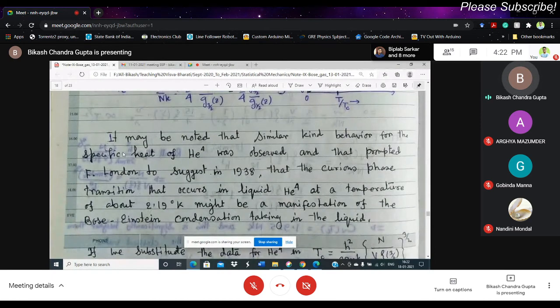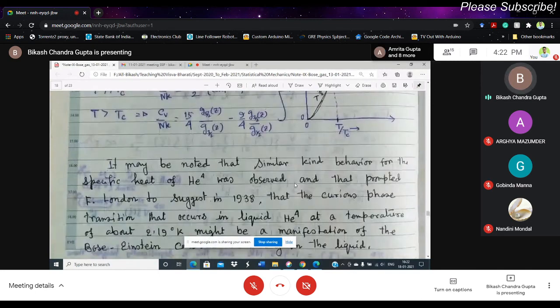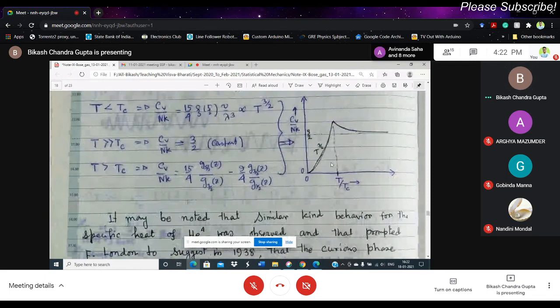And that is what I'm saying here. It may be noted that a similar behavior in liquid helium-4 was observed, and that prompted London to suggest in 1938 that the phase transition that occurs in liquid helium-4 at a temperature of about 2.19 degrees is a manifestation of the Bose-Einstein condensation taking place in the liquid. Okay, so it is a kind of condensation. So all these are not contributing to pressure and all that.